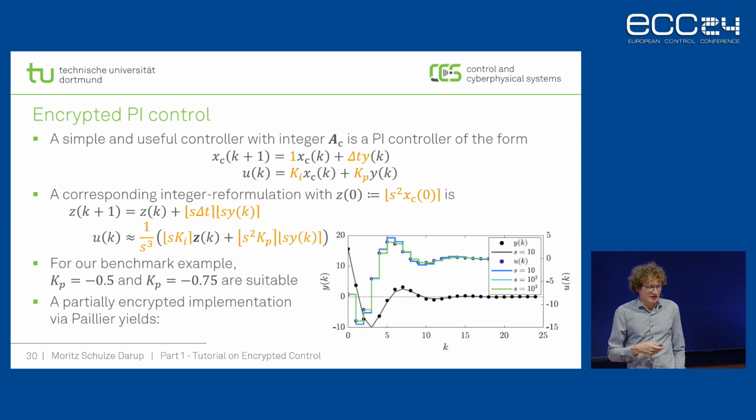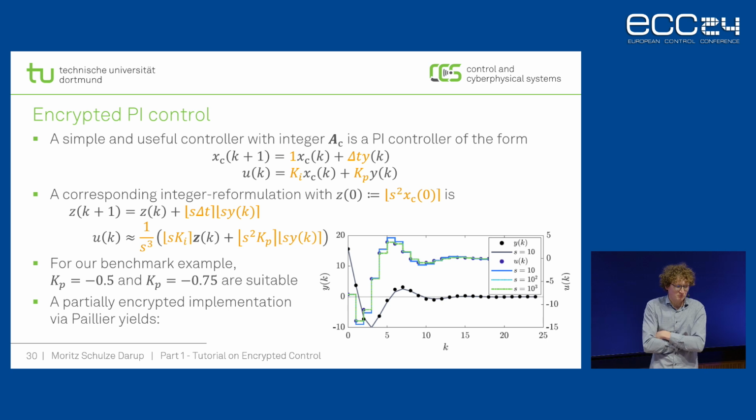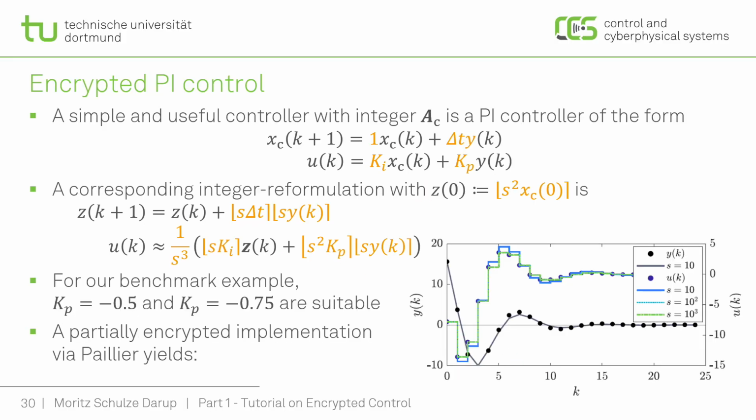And this is now a realization of the PI controller using integers, and this is ready for being encrypted. In fact, we can also realize this in a partially encrypted fashion using Paillier, but there we would have the controller parameters open. Later on, you will learn how this can be realized in a fully encrypted fashion. And here again, the simulation, same notation as before, and you see again that it works out nicely also using this control scheme. And that brings me to the end of my part.